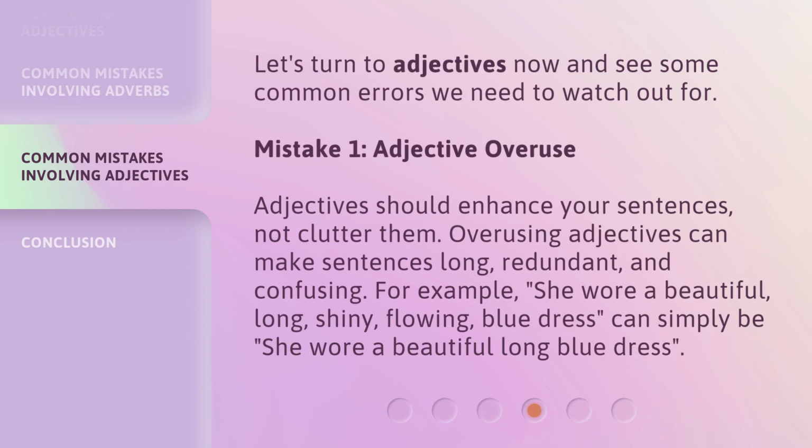Let's turn to adjectives now and see some common errors we need to watch out for. Mistake 1. Adjective overuse. Adjectives should enhance your sentences, not clutter them. Overusing adjectives can make sentences long, redundant, and confusing. For example, "She wore a beautiful, long, shiny, flowing, blue dress" can simply be, "She wore a beautiful long blue dress."